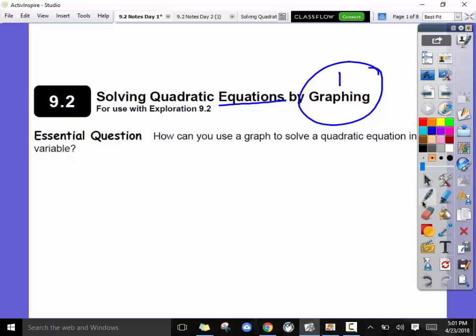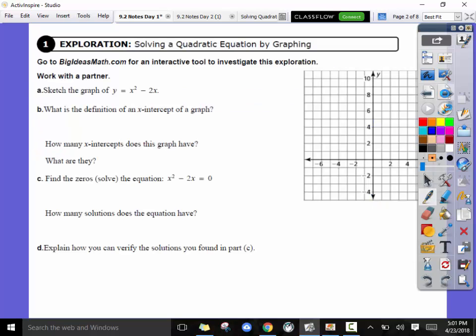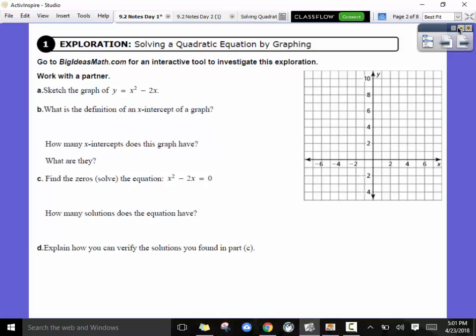And believe it or not, you already did this in chapter 8 when you graphed quadratic equations and you made the U-shaped parabolas. You already found the solution. So we'll get started here. For the first exploration, you are going to graph by hand, so by finding the vertex and then making a table to have 5 points on your graph. So that's what we're going to do for this section.